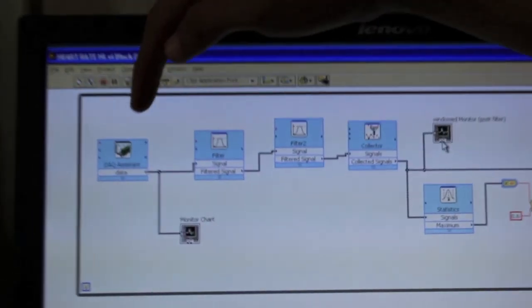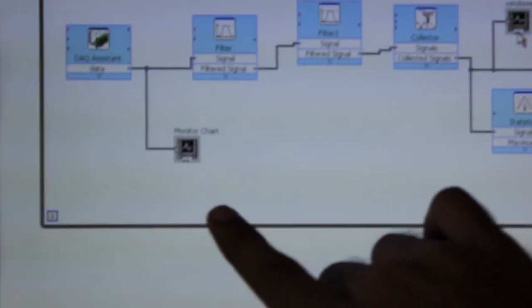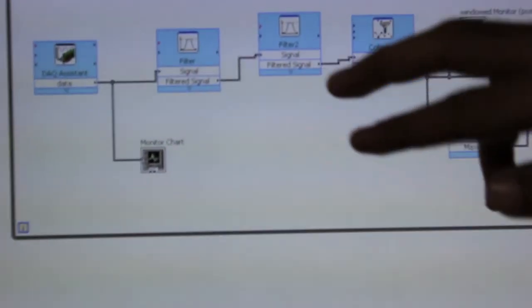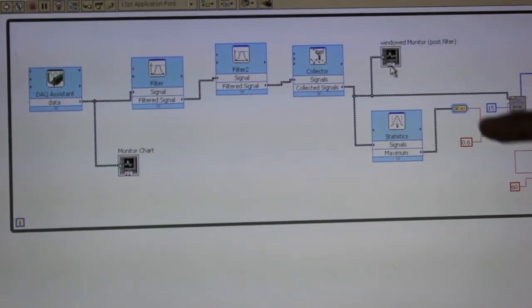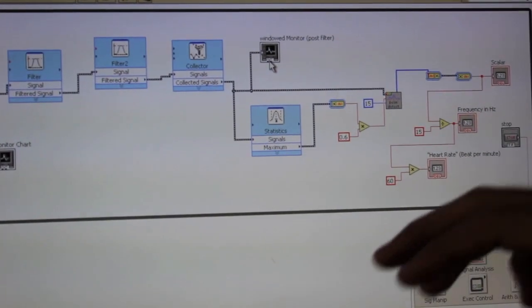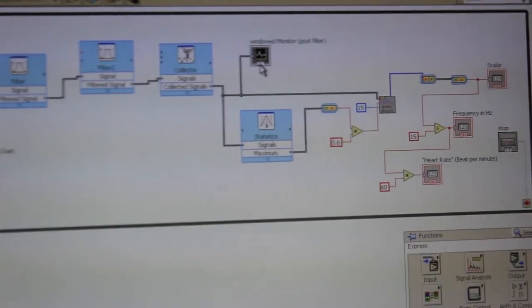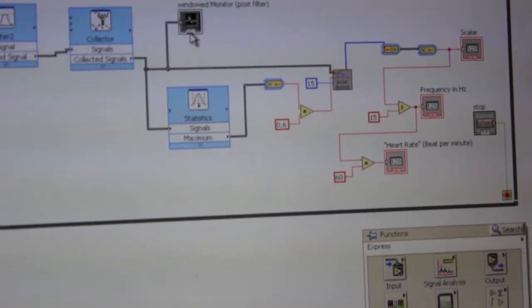The DAQ Assistant receives the signals acquired from the NI myDAQ card. Here is the monitor patient window, where we filter the output according to the range we require. We are using a band pass filter. Then we collect the data received after filtering. According to the statistical analysis and the calculations of heart rate in beats per minute, we get the required heart rate.